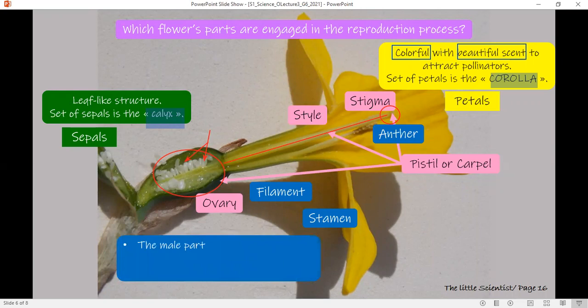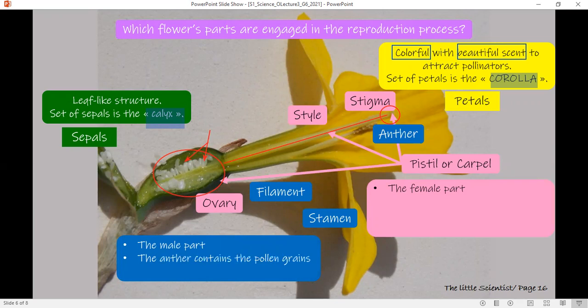The stamen is the male part, while the pistil is the female part. You can clearly see the blue color and the pink color to help you compare between these two parts. Stamen is the male part. It's the boy, the male part in a flower. The pistil is the girl.